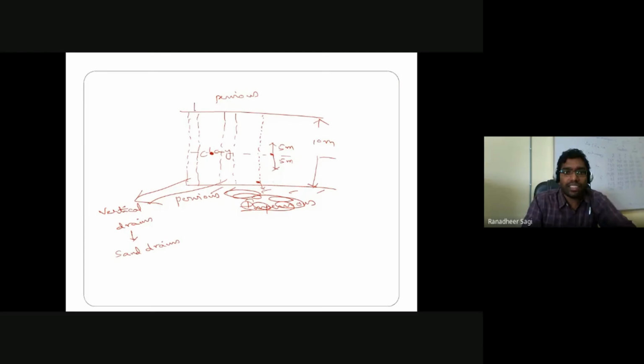Generally, these sand drains, or vertical drains, are provided at approximately 2 to 3 meters interval. The center to center distance from one vertical drain to the next would be around 2 to 3 meters. Now, in this example, with one-way drainage, the maximum distance the water particle was traveling was 10 meters. With two-way drainage, the maximum distance came out to be only 5 meters. Now, with these vertical drains which I have introduced, what is the maximum distance the water particle would travel?